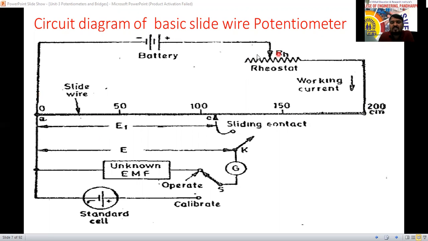See, this resistance is variable. Why do we use this variable resistance? To keep the working current constant. If we need 5 ampere, by varying this resistance we can set the exact current value, whether 5 ampere or 2 ampere, based on the standard resistance.